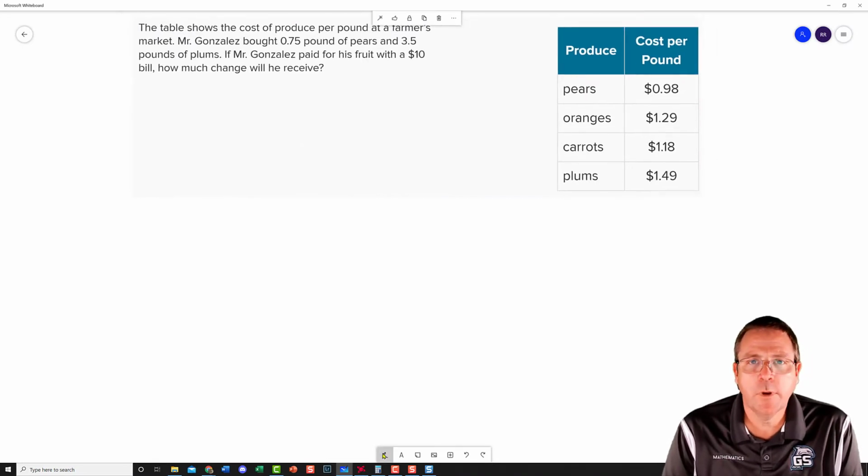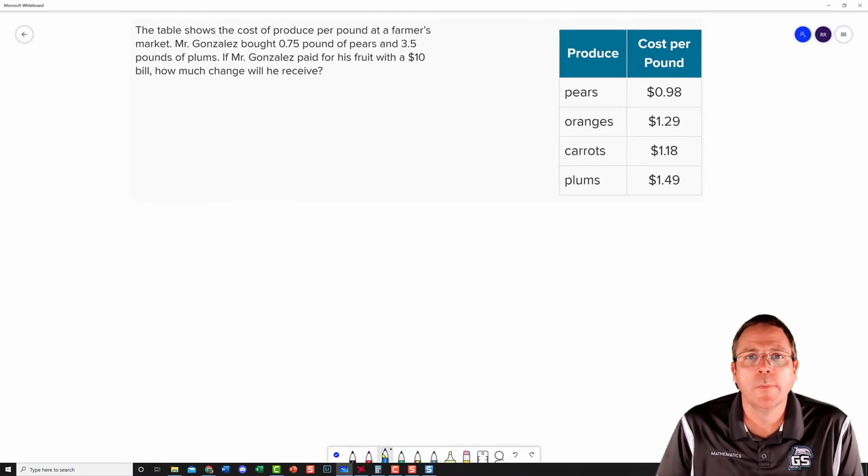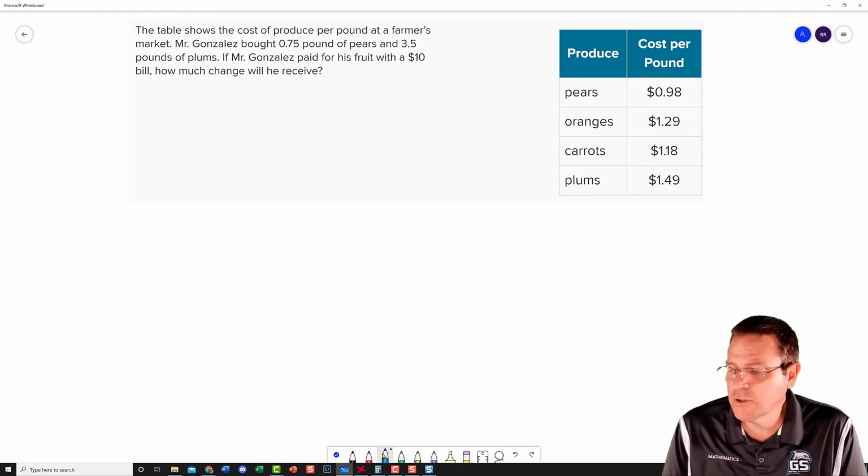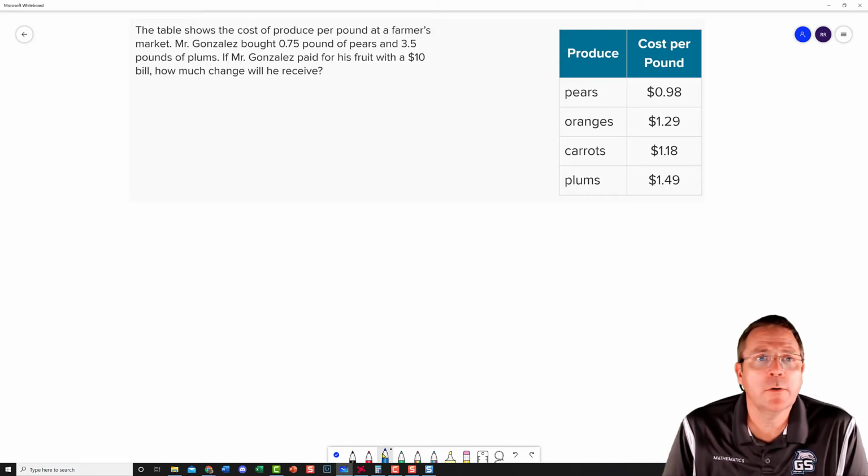And now it's time that we actually start working on this problem. We have got to figure out all the little pieces first, which means we got to figure out how much money he spent on pears and how much money he spent on plums.